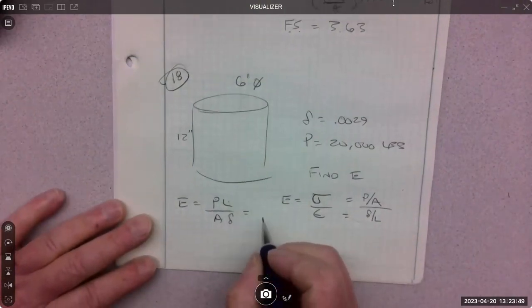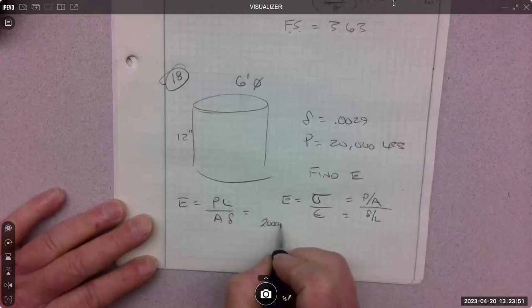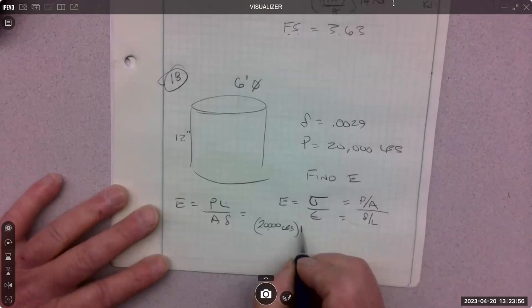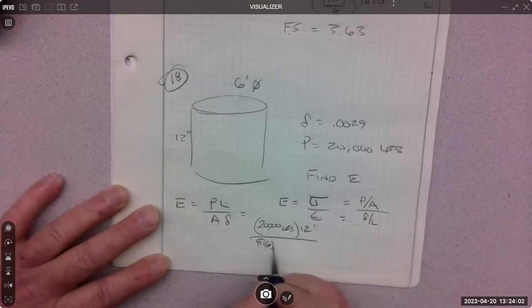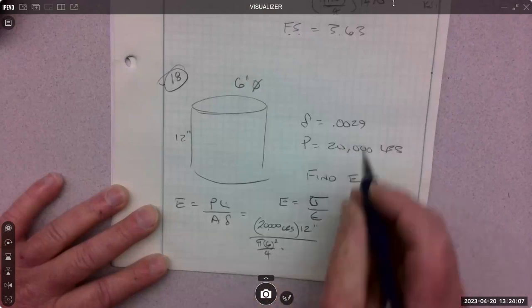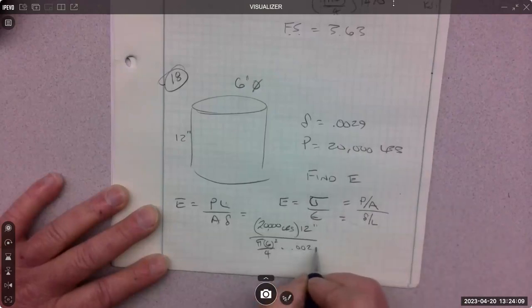I'm going to slide down just a little. 20,000 pounds. Its original length is 12 inches. Its area is pi 6 squared over 4. And the change was 0.0029.